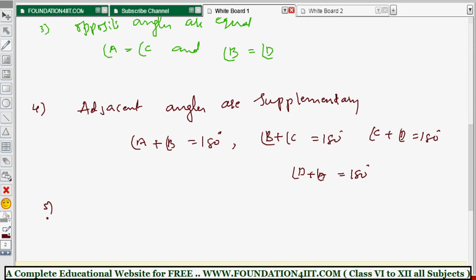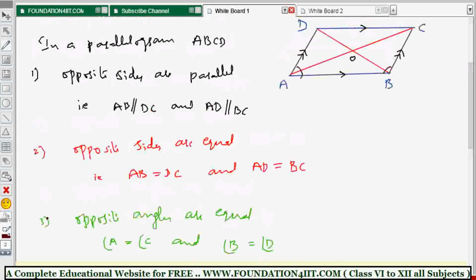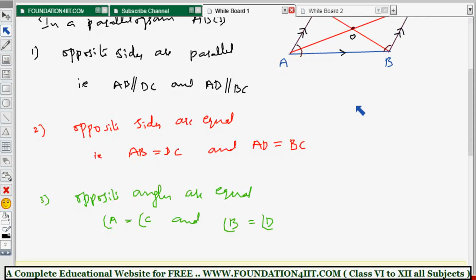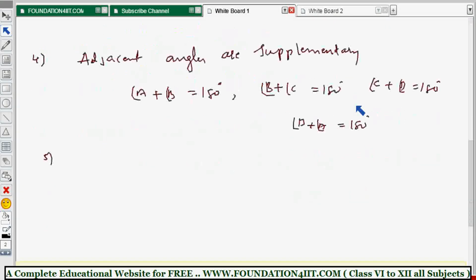And diagonals bisect each other in this. If you observe the diagram, AC is one diagonal and BD is one diagonal, and they bisect each other. Bisect means from the center. For example, the distance from A to O and O to C are both equal, and BO and OD are equal. So they bisect each other. Perpendicular bisect each other is different from bisect each other here.